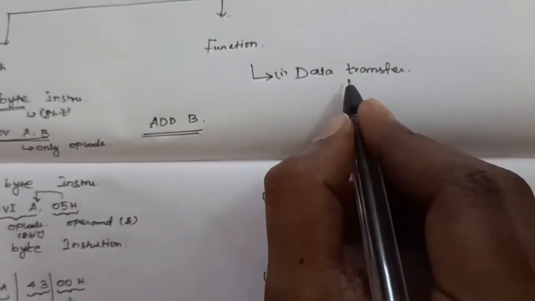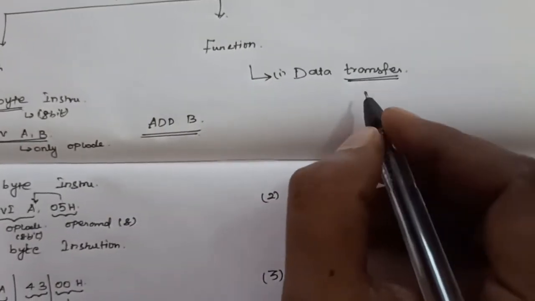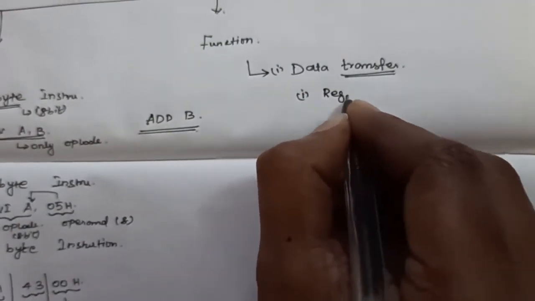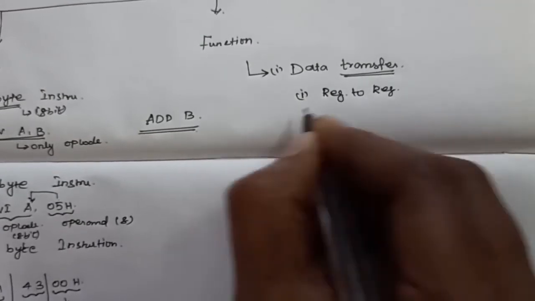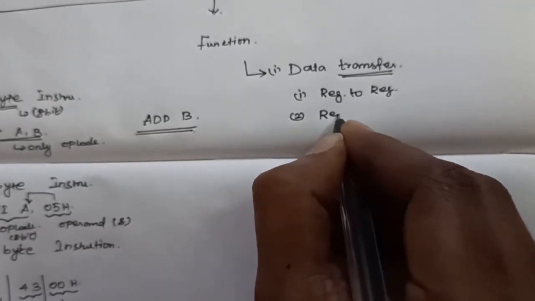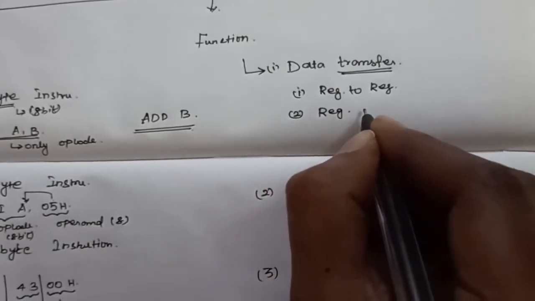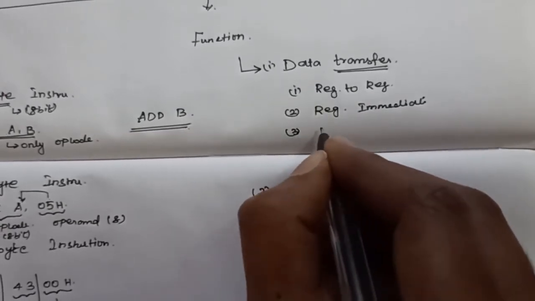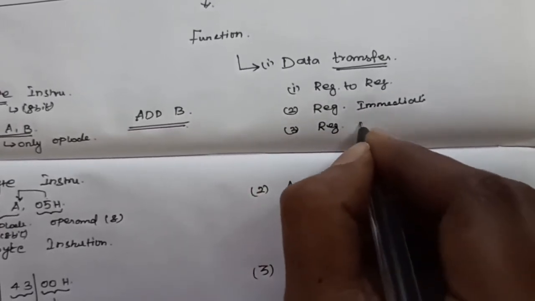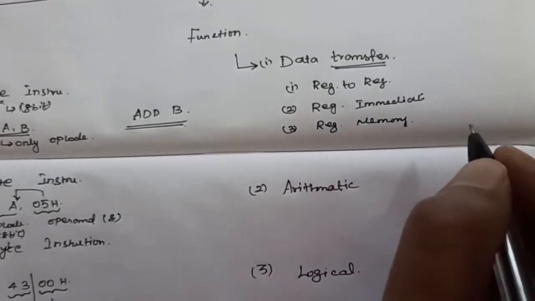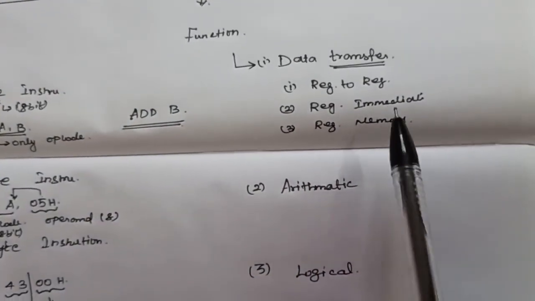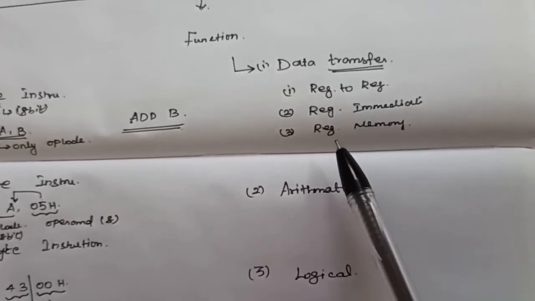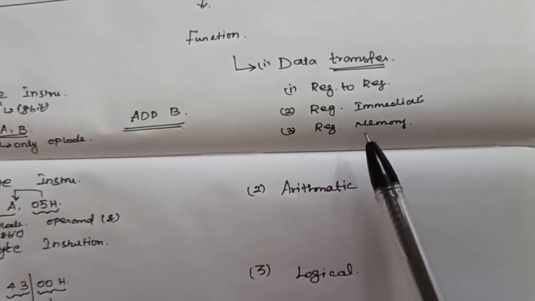Okay, so there are 3 possibilities of transferring the data. First possibility is register to register, second possibility is register to immediate, and third possibility is register to memory. So there are 3 possibilities: between the 2 registers, between the immediate data and register, and between the register and memory locations.